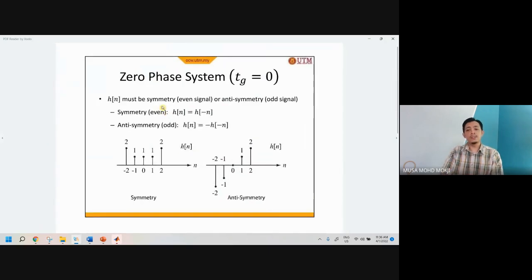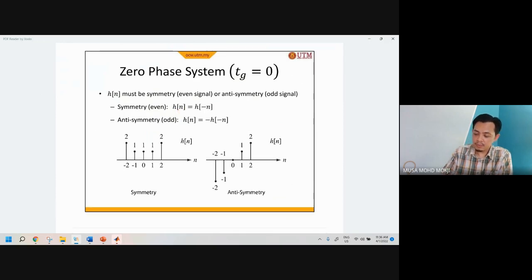So when will you have a zero phase system? Zero phase means your TG is equal to 0. And when should you have this? h[n] must be symmetric, or an even signal. Then you will have a zero phase system, or anti-symmetric, which is the odd signal. So either it is symmetric. We have seen this because of FIR. So we have type 1, type 2, type 3, and then type 4. Okay, so actually this is from FIR.